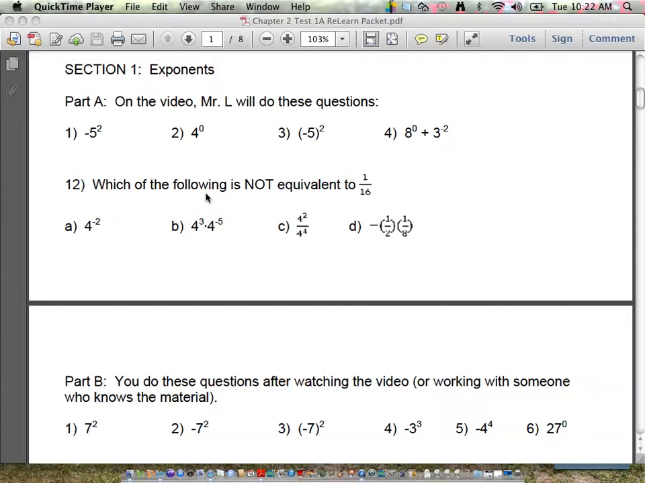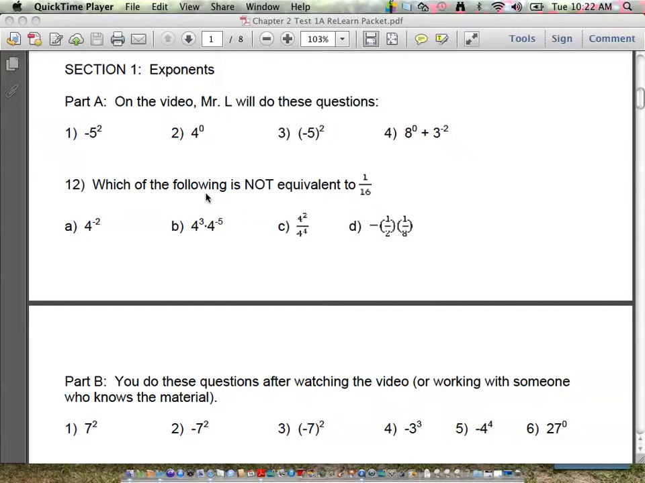Of exactly how we go about doing these Relearn packets. The first thing is that Section A, we're going to work on it together now. So if you need to do Section A, you're going to complete it now in class. You always watch the video or do it in class with Section A. And I show you where kids went wrong and the kinds of mistakes kids made, and I show you how to do it the right way.